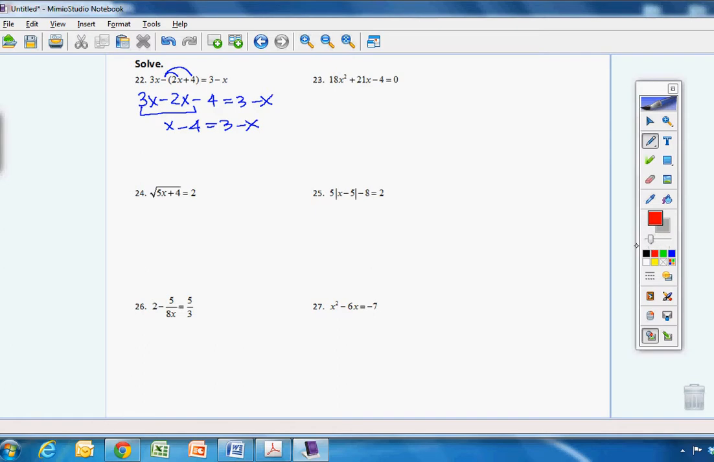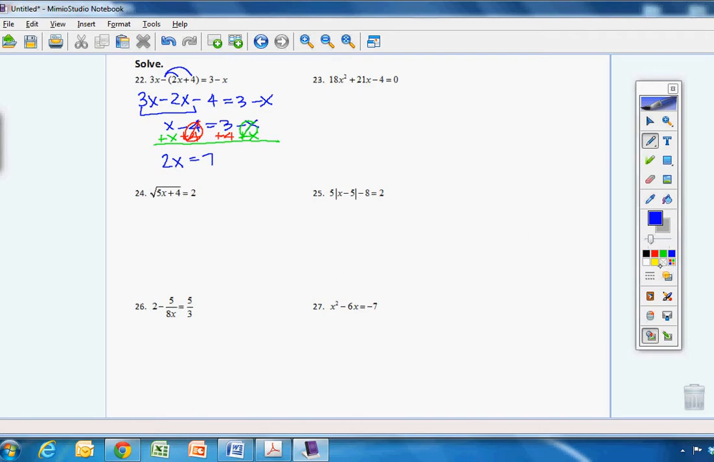All right, so I'm going to just move a few things over. I want to add 4 to this left side, so I get rid of my 4. And then I also want to move my x over to one side so I can have everything isolated. So I'm going to add an x and add an x. So now these go away. Okay, so I'm left with x plus x gives me 2x equals 3 plus 4 is 7.